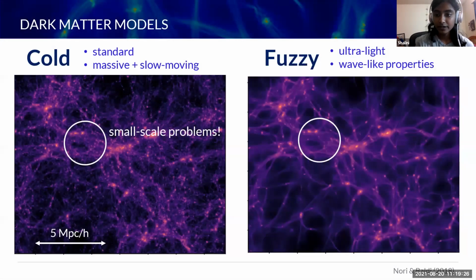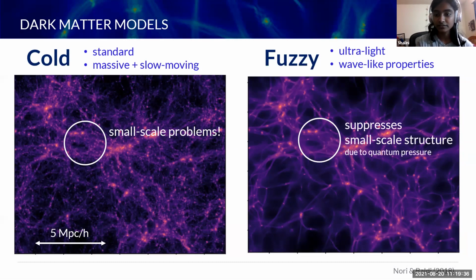Meanwhile, fuzzy dark matter might be able to address some of these small scale problems. You can see that it leads to less overdensities in the distribution. And this is because it's additionally affected by something called quantum pressure, which suppresses overdensity growth.